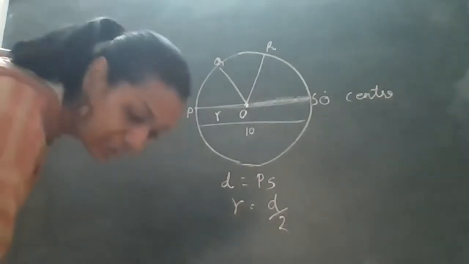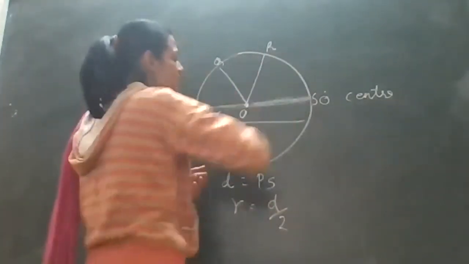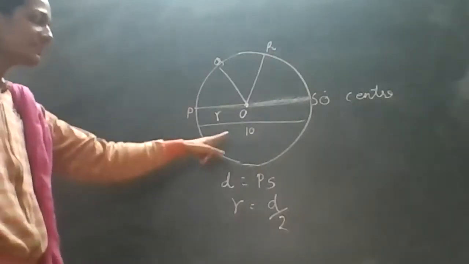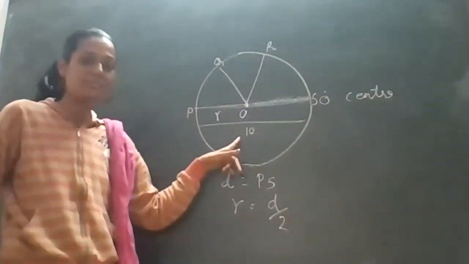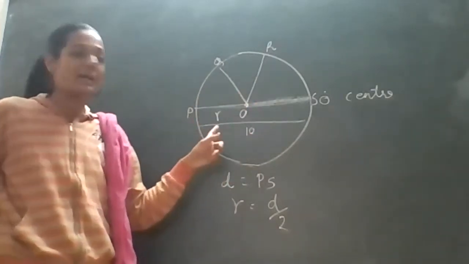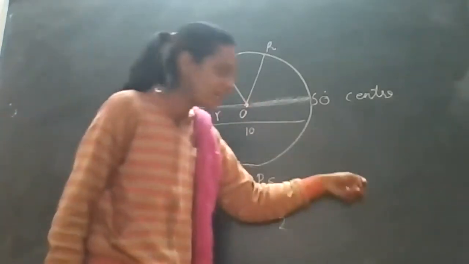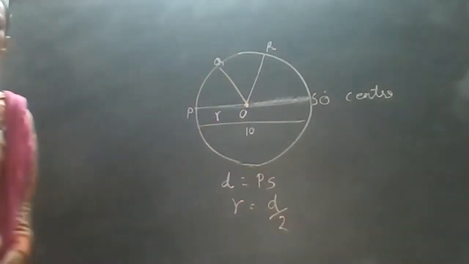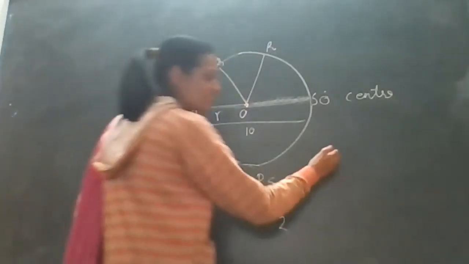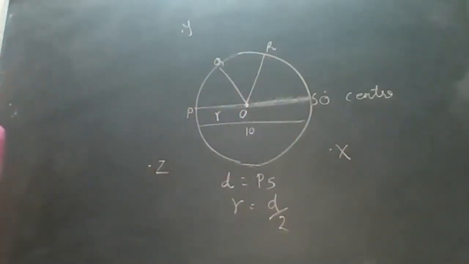Now, in this circle, three things are there: interior, exterior, and on the circle. The points which lie inside the circle are called interior points. The points which lie on the circle are the points present on the circle. And the points outside the circle are called exterior points. Here, these are the examples of exterior points. X, Y, Z are outside the circle, so they are called exterior points.